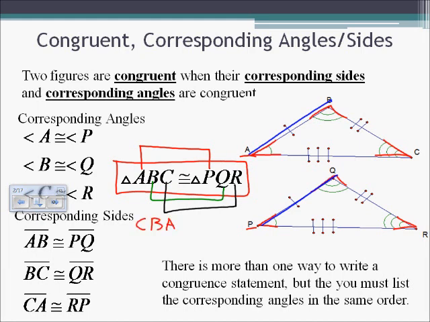CBA is congruent to, but then you'd have to make sure to state that RQP. So triangle CBA would be congruent to triangle or figure RQP. Alright, and you have to have the angles match up when writing the congruent statement.